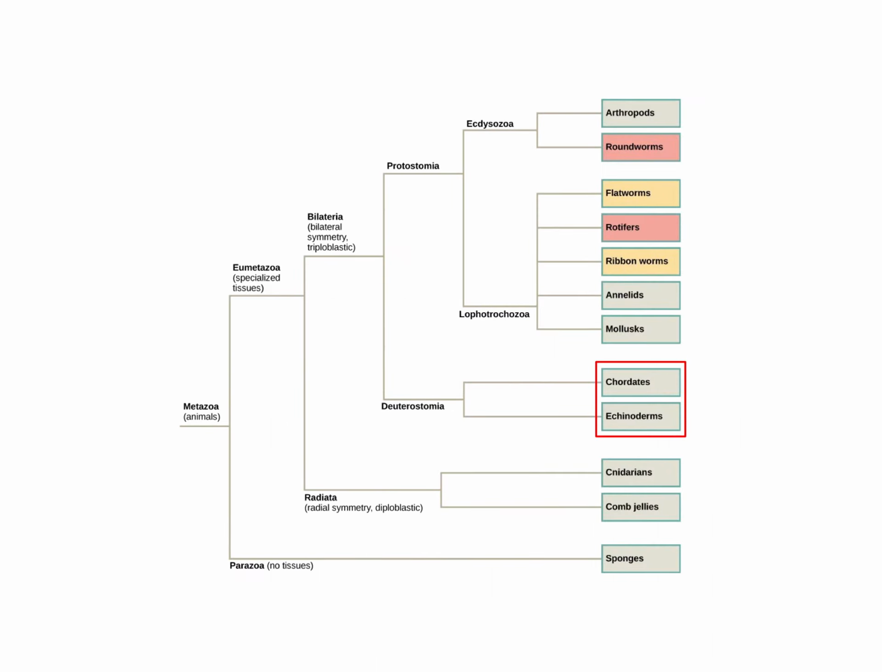In this video, we are going to take a look at animals that have specialized tissues. So they are eumetazoa. They have bilateral symmetry and they are triploblastic. They are deuterostomes. And then they come in some different varieties. And so we're going to take a look at phylum Echinodermata and phylum Chordata.